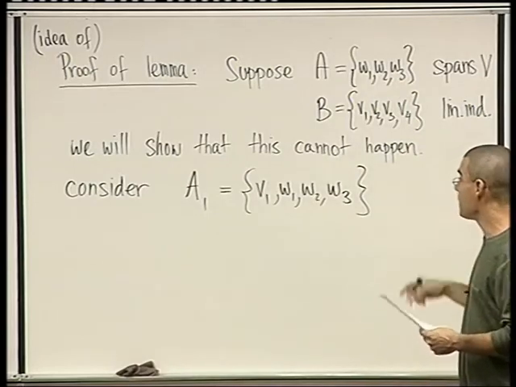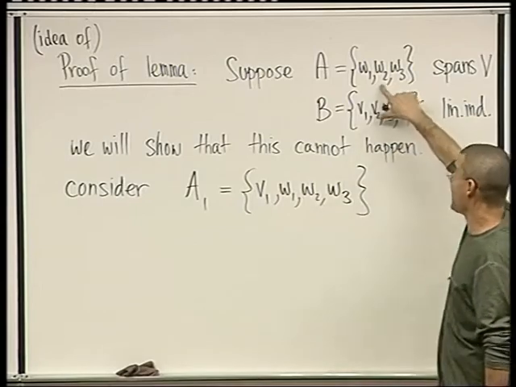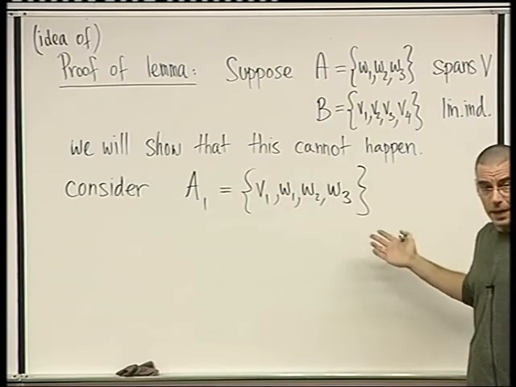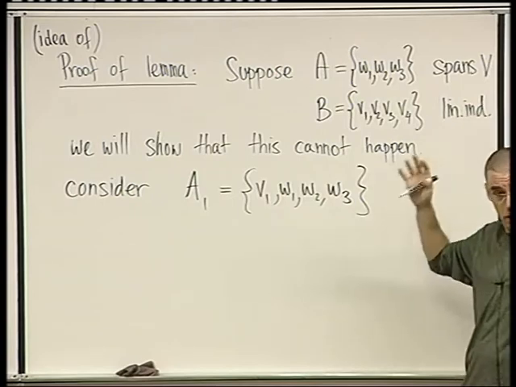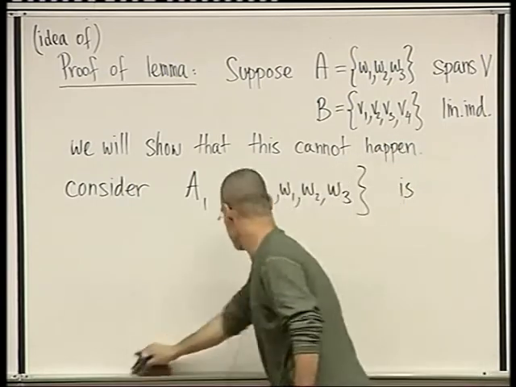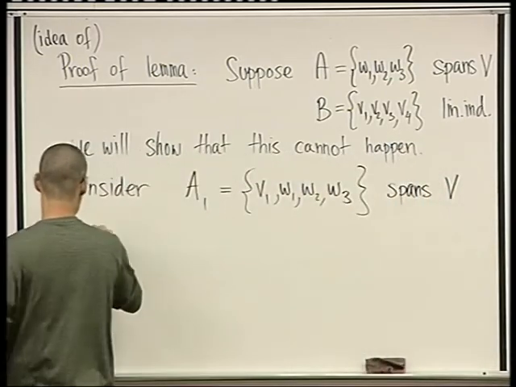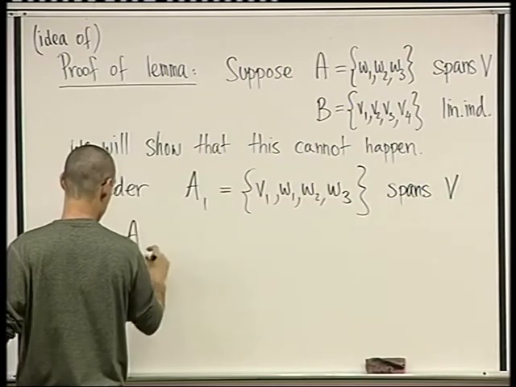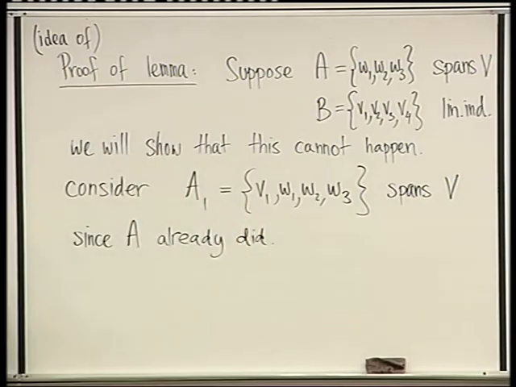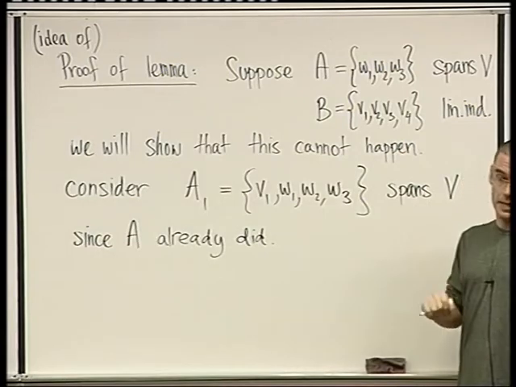So what can I say about A1? First of all, do you agree that A1 is a spanning set? Why? Because A itself was already a spanning set. You throw in another element, it doesn't contribute any more to the span, because we're in a certain space and it spans everything. So A1 spans V, since A already did. Good?